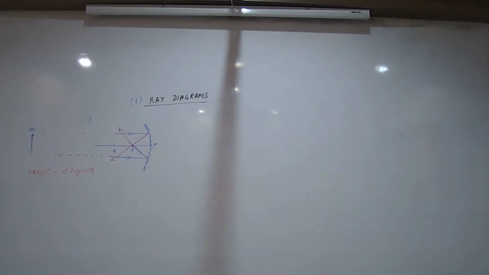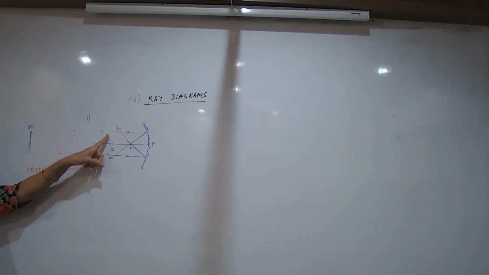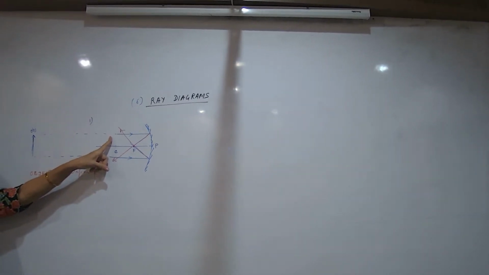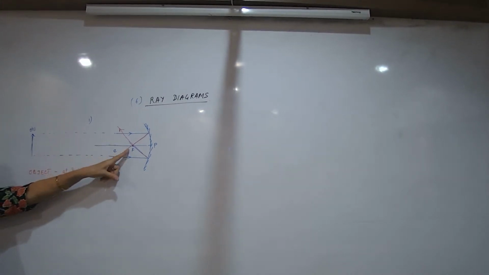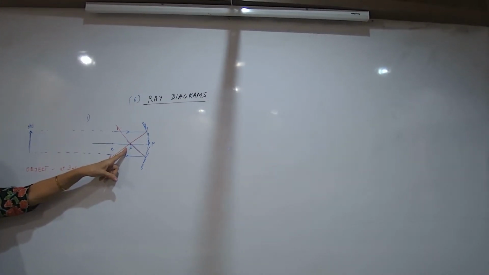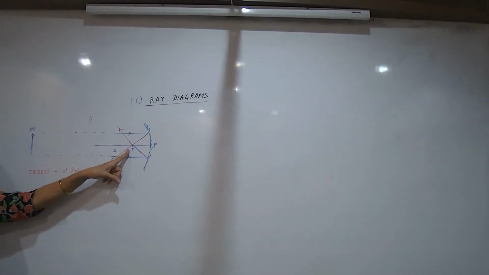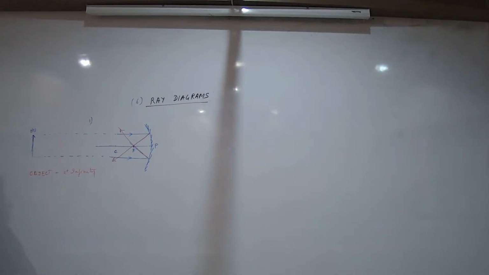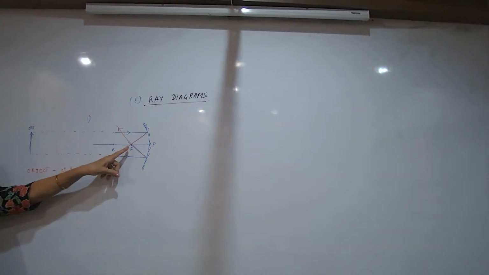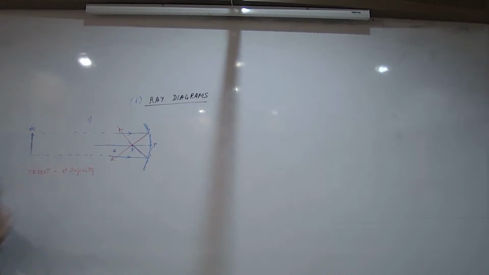Have you all got it? Blue line indicating incident. Red line indicates reflected. Okay, so wherever the reflected rays are intersecting, that is where your image is going to be formed.